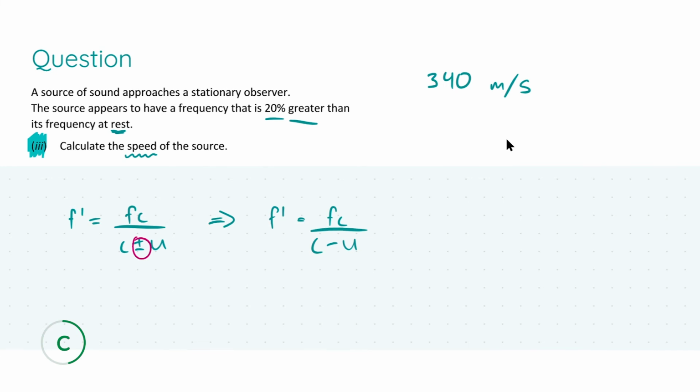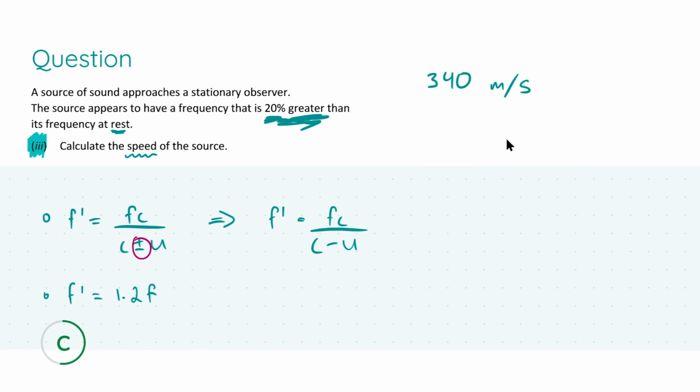Now that we have our formula worked out, we need to work with what we're given in the question. What we're told is that the apparent frequency is 20% greater than what it is at rest. If we were to write that out mathematically, we would say that the apparent frequency f prime is equal to 1.2 times the frequency at rest. You can think of this as the apparent frequency being the normal frequency and 20% extra. That's where the 1.2 is coming from. It's 120% of what it is normally, so 20% extra.